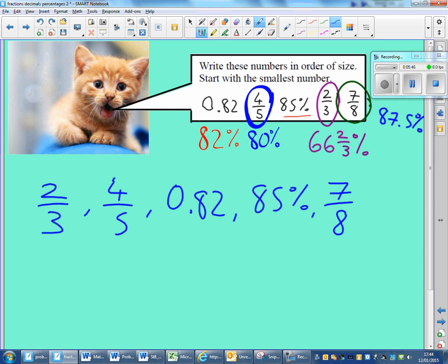Okay, and that is our final answer, and we'll give ourselves a big tick. GCSE Grade C 2 pointer.